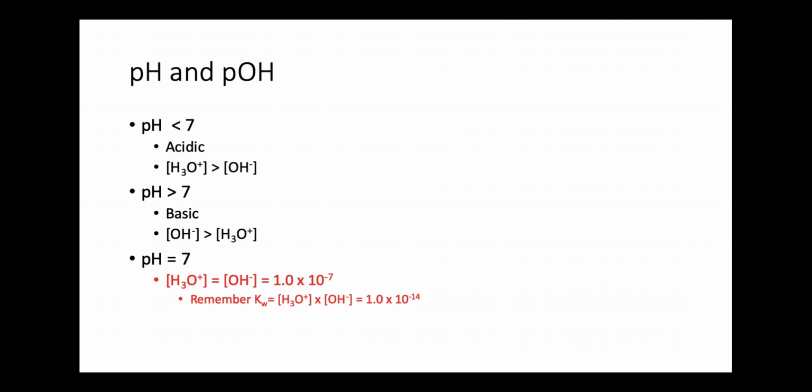So when do we call a solution acidic? Well, it's when the pH is smaller than 7. And that means my concentration H3O+ is larger than my concentration OH-. pH larger than 7, we call it basic, and that means concentration OH- is larger than concentration H3O+. And when the pH is exactly 7, we call it neutral, and then the concentration H3O+ is the same as the concentration OH-, and that's 1.0 times 10 to the negative 7, because they form together the water constant.